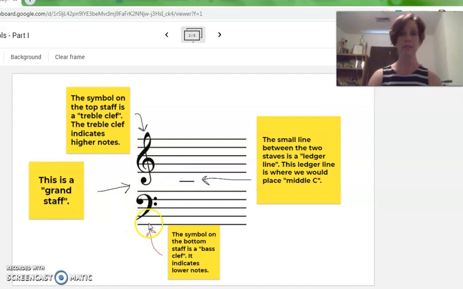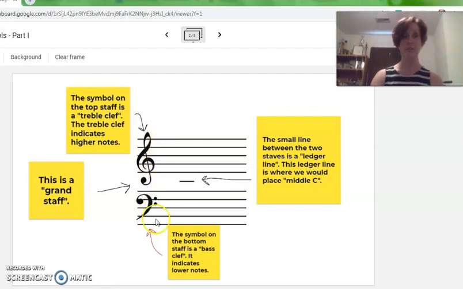On the bottom staff, we have a bass clef, and the bass clef indicates lower notes. And the 2 dots that are on either side of the 4th line indicate that this line is an F, because the bass clef is also known as the F clef.